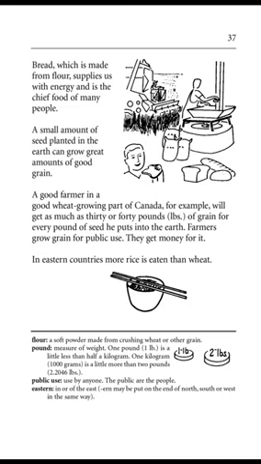Page 37. Bread, which is made from flour, supplies us with energy and is the chief food of many people. A small amount of seed planted in the earth can grow great amounts of good grain. A good farmer in a good wheat-growing part of Canada, for example, will get as much as 30 or 40 pounds of grain for every pound of seed he puts into the earth.